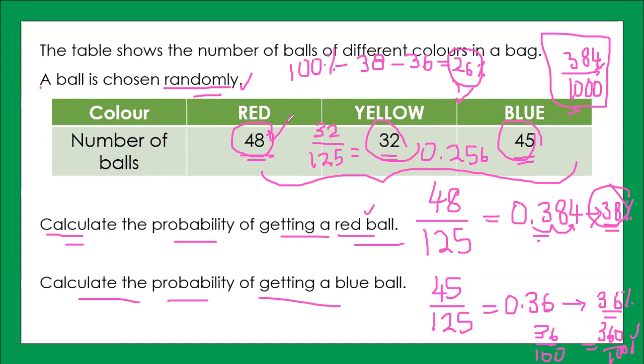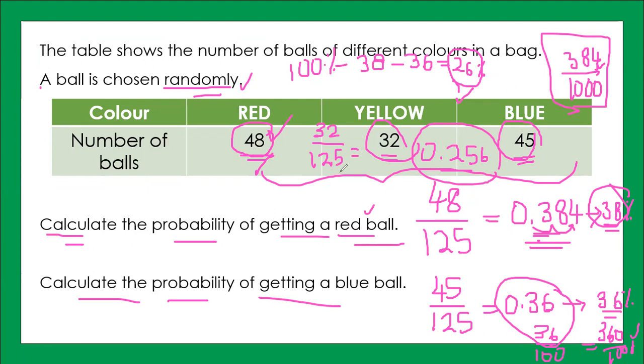Which means if you add 0.384 plus 0.256 plus 0.36, you add up all these probabilities, what's going to be your answer? Who can quickly get that? It will surely be what? If I add up all the probabilities, all these decimal numbers, don't you see that you will get to 1? Because 1 is the complete whole probability.